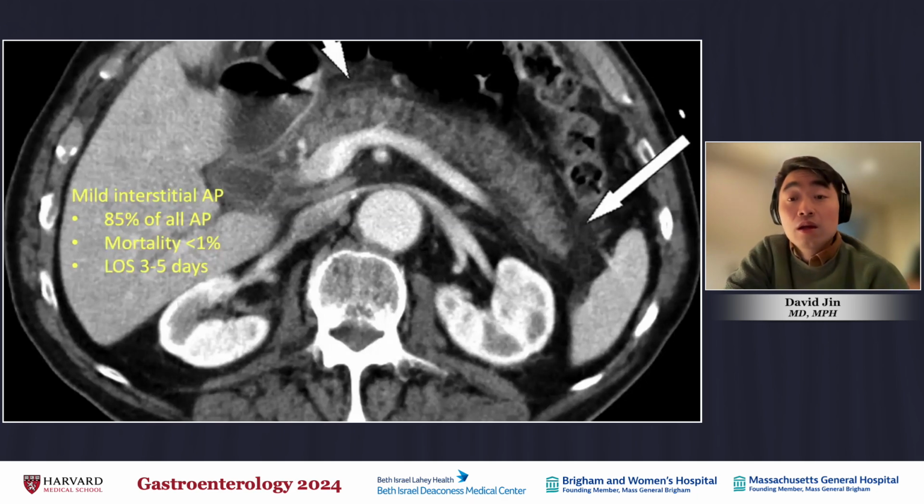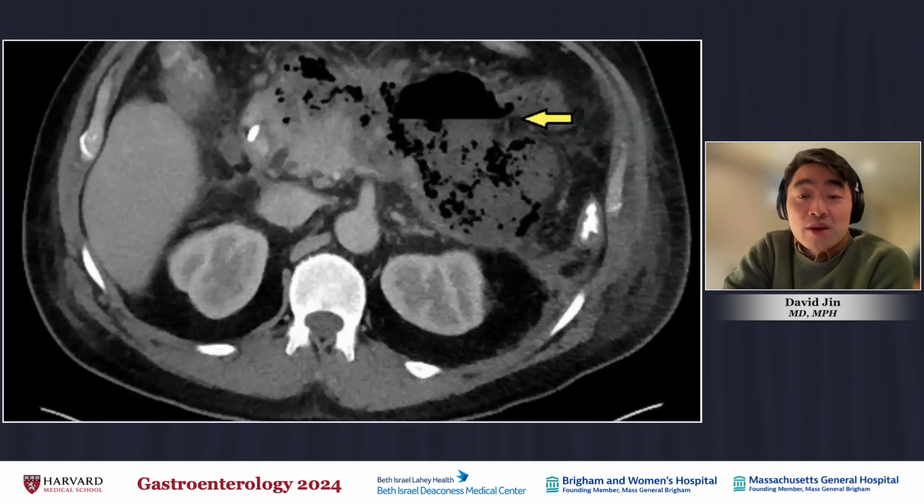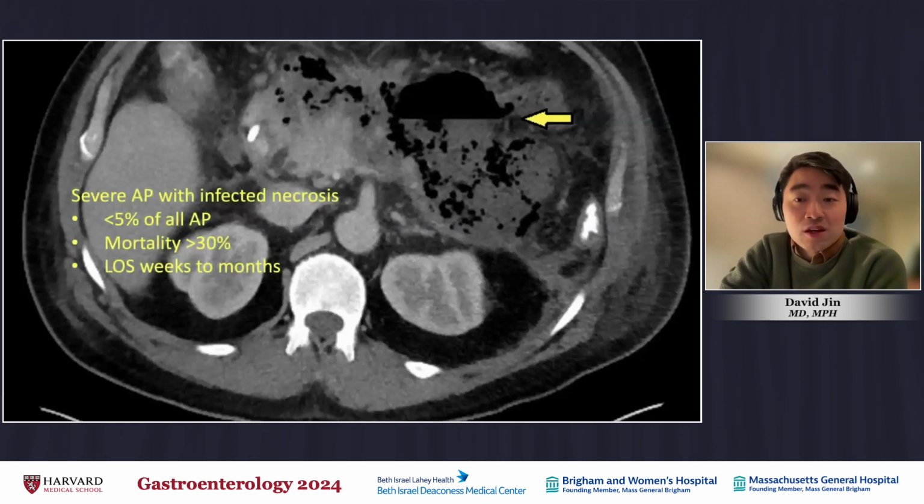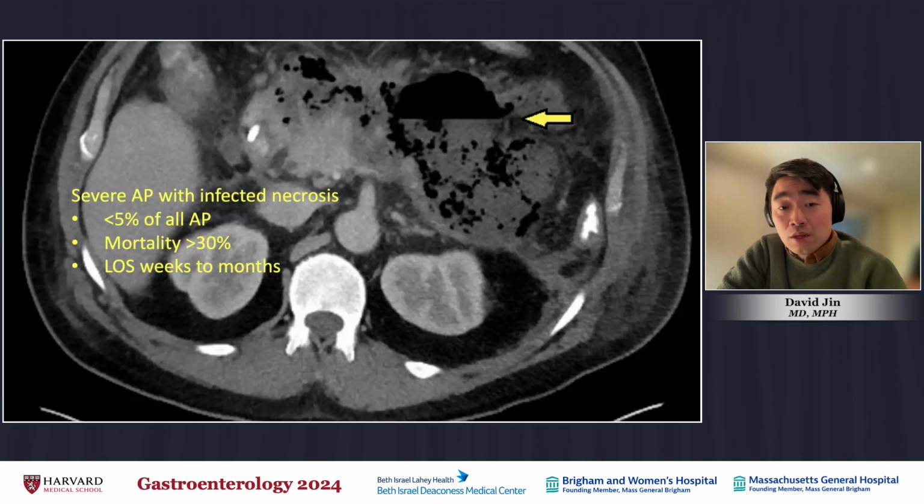to 5 days. Contrast that with this patient who had severe acute pancreatitis, now with infected pancreatic necrosis. So the yellow arrow here points to an infected necrotic collection. You see very, very little normal pancreatic tissue. In its place, you have necrotic debris with gas, including an air fluid level. This represents less than 5% of all cases of acute pancreatitis, but the mortality is substantially higher, greater than 30%. These are the patients who often spend weeks, if not months, in the hospital.